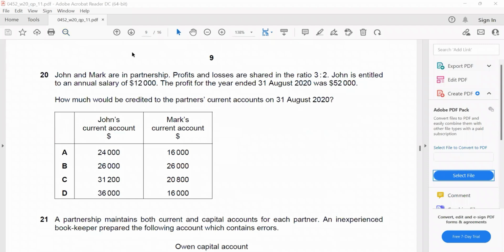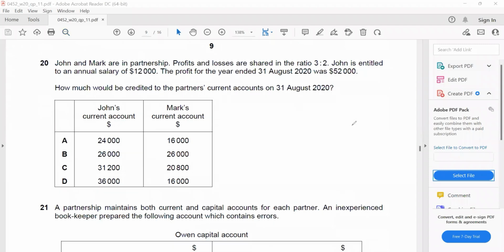Question 20. John and Mark are in partnership. Profit and loss are shared in the ratio 3:2. John is entitled to an annual salary of 12,000. The profit for the year is 52,000. How much would be credited to the partner current account?